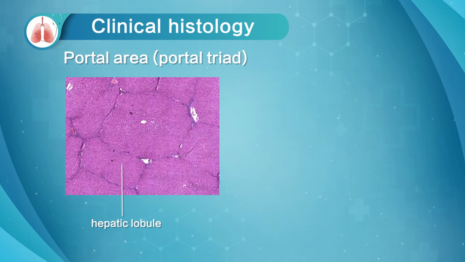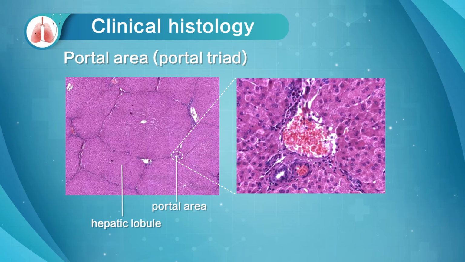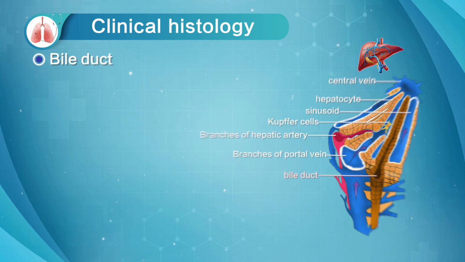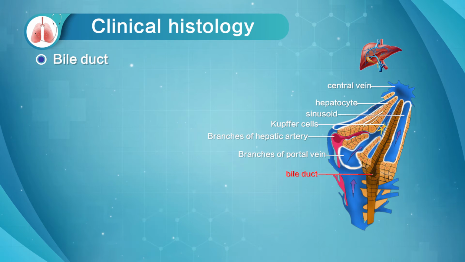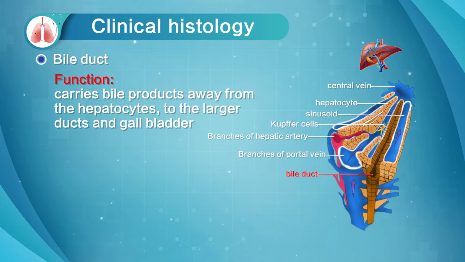Between the hepatic lobules is the portal area, with connective tissue and the portal triad. The portal triad has a branch of the hepatic artery, a branch of the portal vein, and a small bile duct. The bile duct in the portal area is lined by simple cuboidal epithelium, which carries bile products away from the hepatocytes to the large ducts and gallbladder.